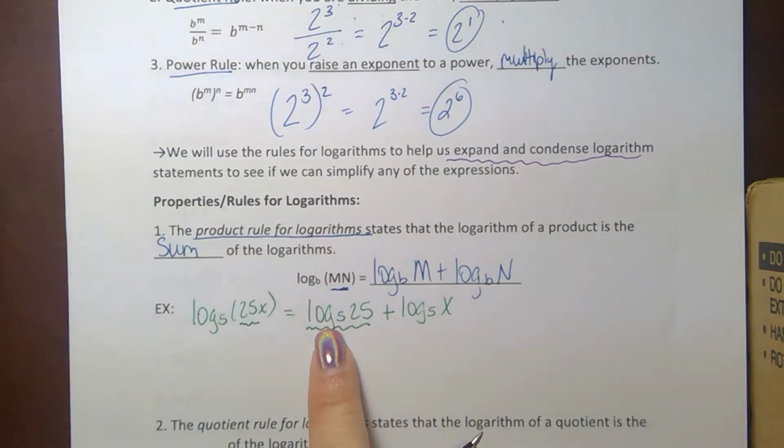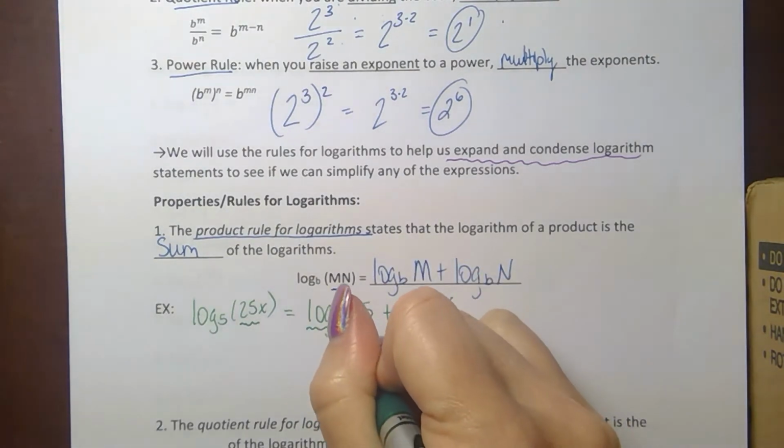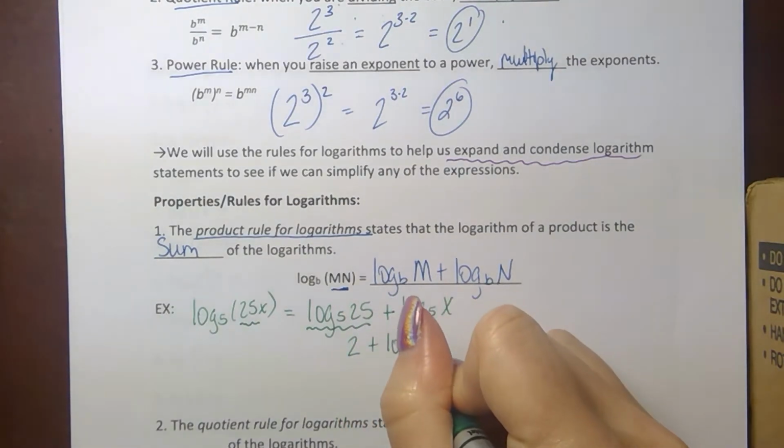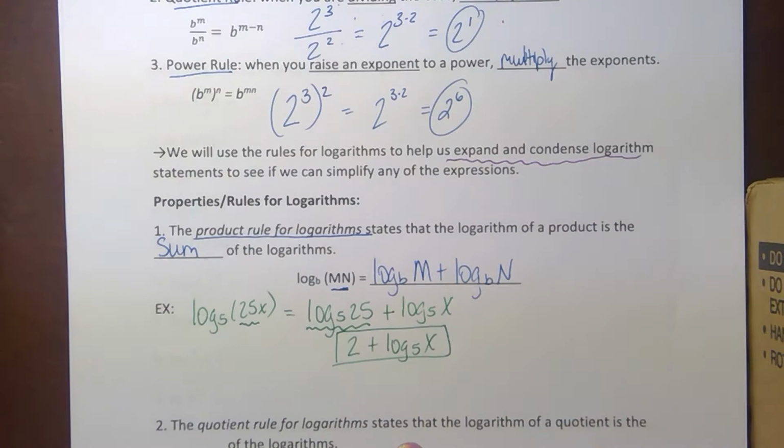And this exponent, log base 5 of 25, what is the exponent of 5 that gives me 25? Well, it's 2, because 5 squared is 25. So this statement simplifies to be 2, and then plus log base 5 of x. Now, I can't do anything else, but I did simplify it somewhat by breaking it apart and expanding it.